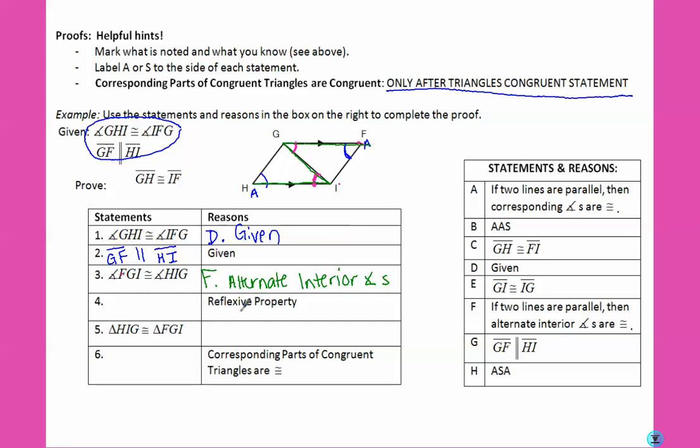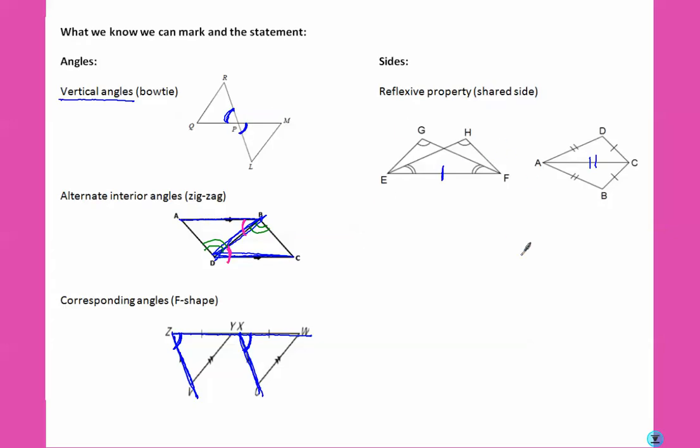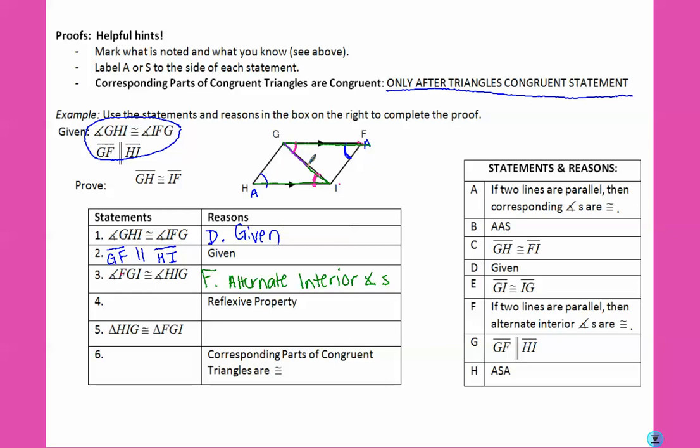Then it tells me I need something using the reflexive property. Reflexive property comes up when things are shared. So we're looking for a shared side here, and that would be the side right here, G and I. So I'm going to look at my options. That would be letter E. GI is congruent to IG.